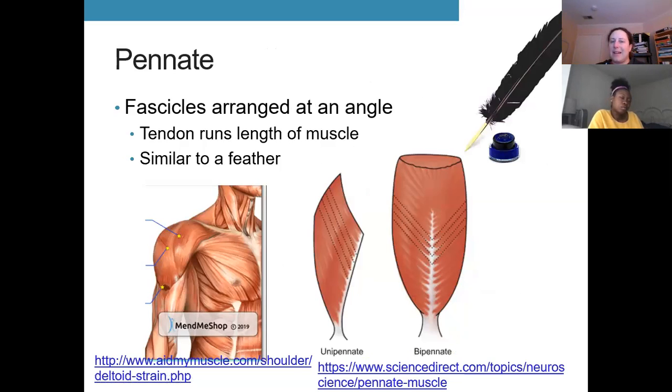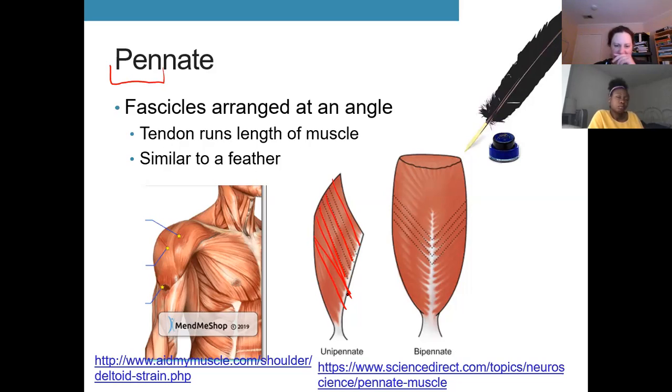The last type is pennate. Pennate means feather-shaped. It's actually the same reason why we call pens and pencils like we do, because the original writing utensil was often a shaped feather dipped in ink. So with a pennate arrangement, the fascicles come to a central tendon at an angle, and it ends up looking a lot like a feather.